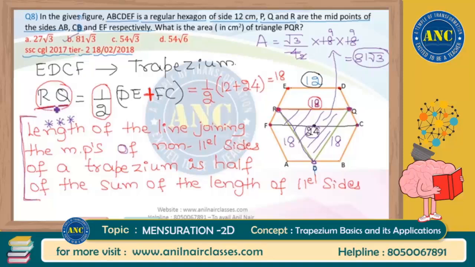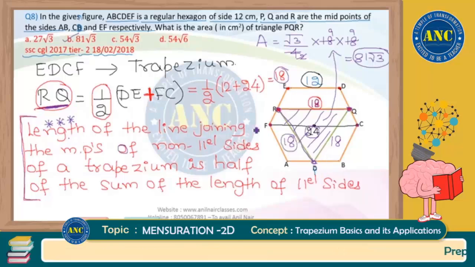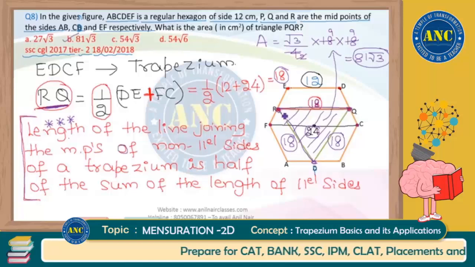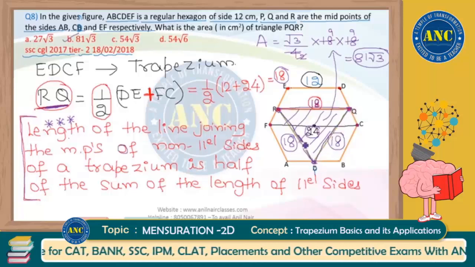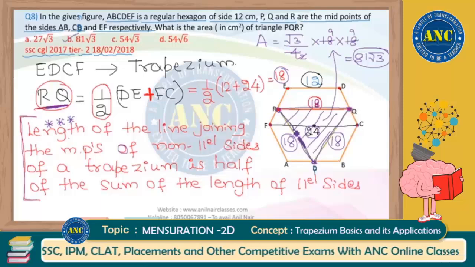From there I got RQ value as 18. Same logic I will apply for this side also. RP also I will get as 18. Same logic I will once again apply on this side also. PQ also I will get as 18. All the three sides of this triangle are equal. So this is an equilateral triangle with side 18 centimeter.